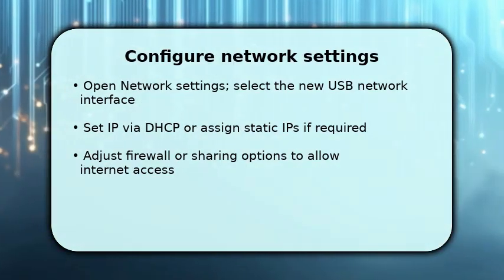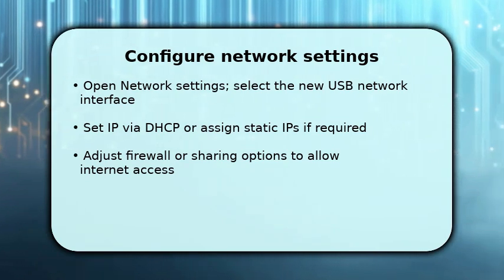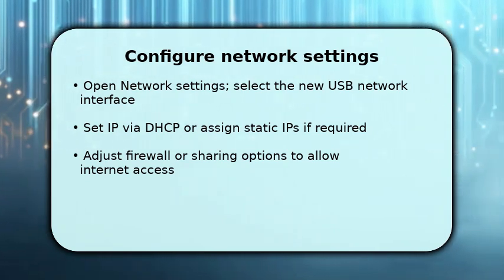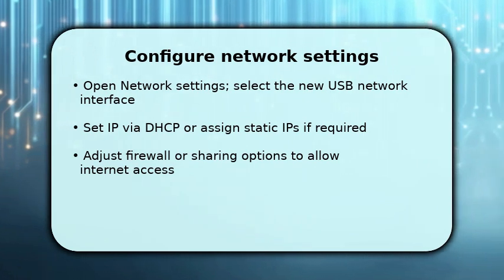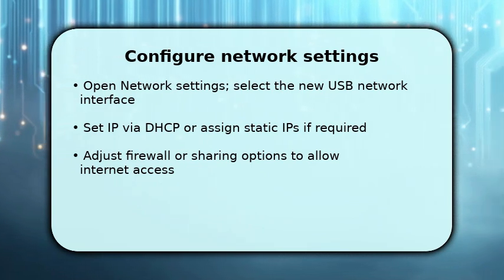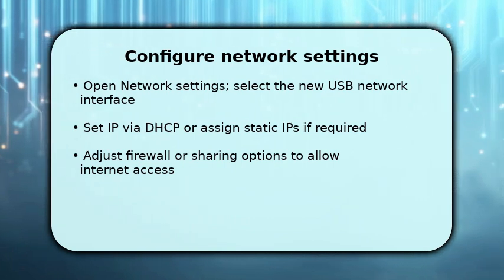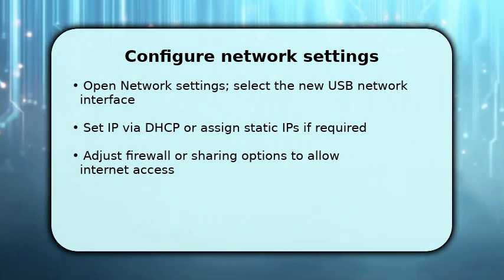Now configure the detected USB network interface so packets can flow. Open Network Settings and select the newly created USB Ethernet or tethering adapter. If DHCP is available, allow automatic addressing. Otherwise, assign a static IP, subnet mask, gateway, and DNS so the devices are on the same subnet.